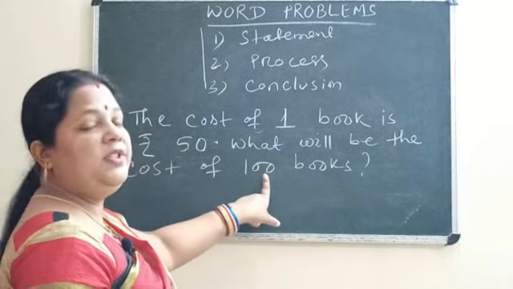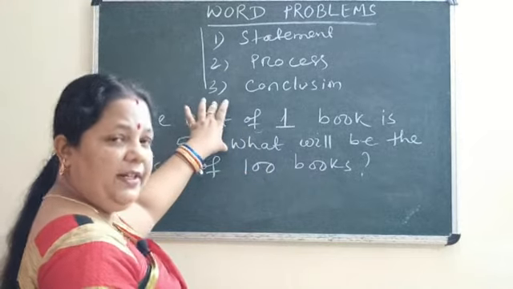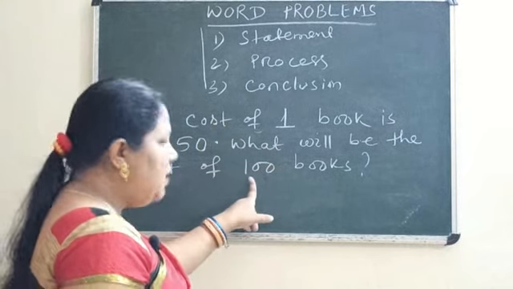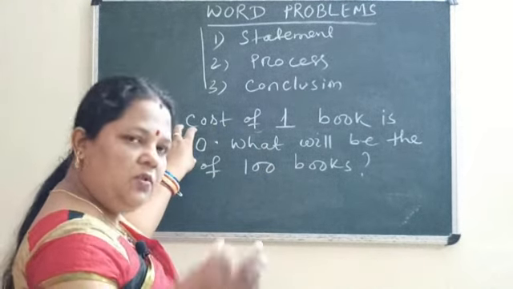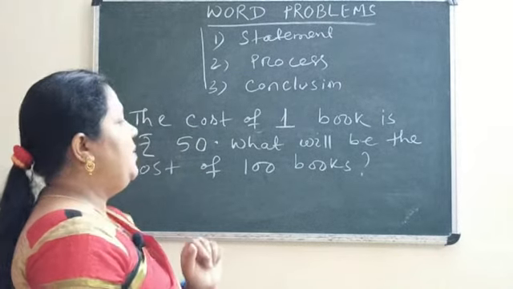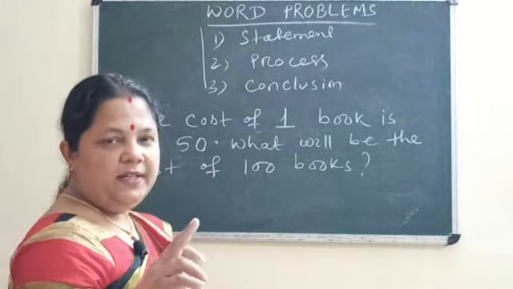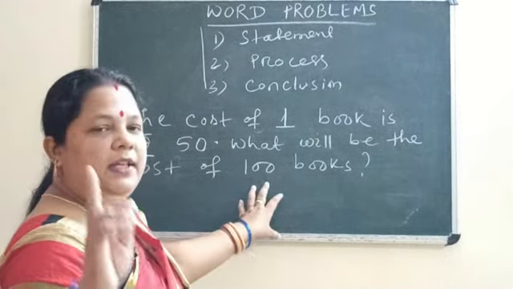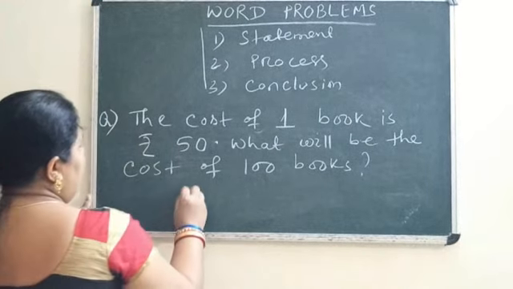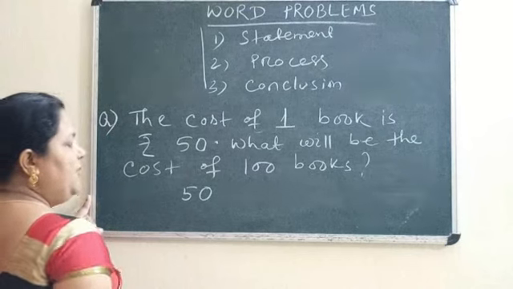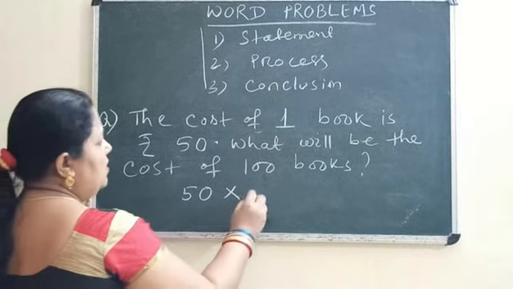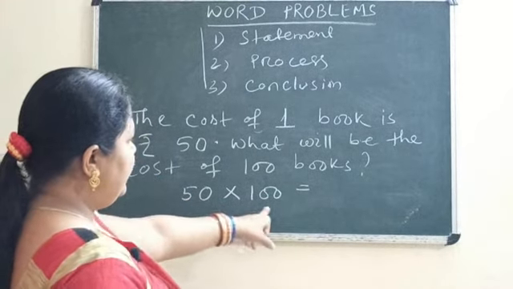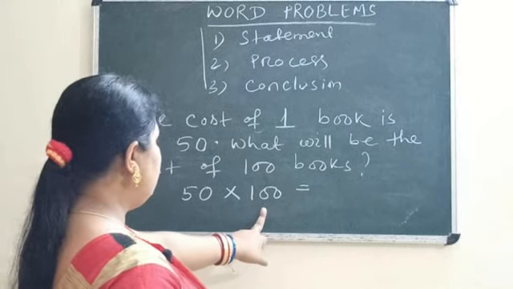The cost of one book is rupees 50. What will be the cost of 100 books? That means here the number of books is increased. Yes or no? One book price is already given. We have to find out for 100 books. So here the number of books increases, which means obviously the cost will also increase. Yes or no? So one thing you remember, if the value of one is given and we are going to find out the value of more, in that case we are simply going to multiply.